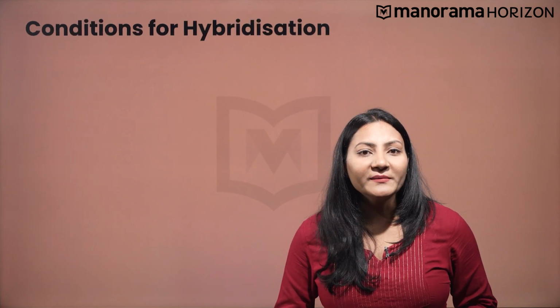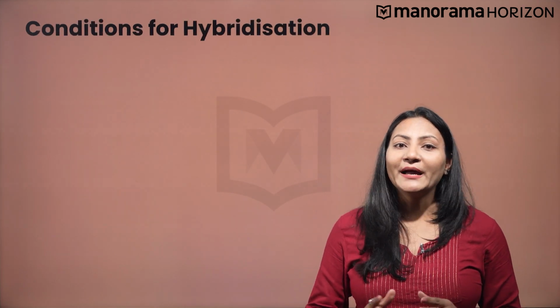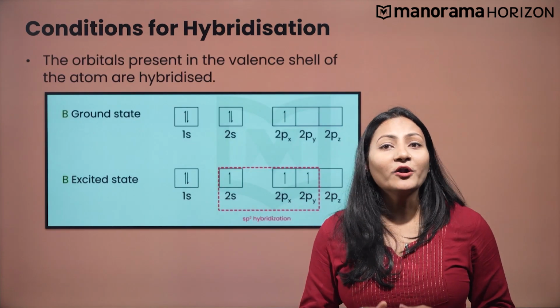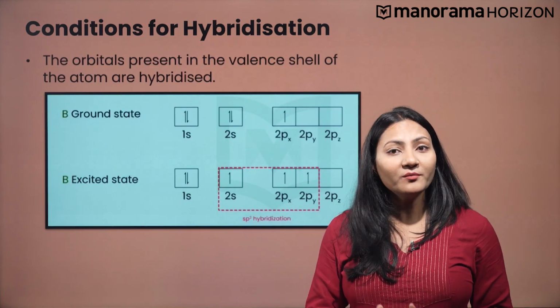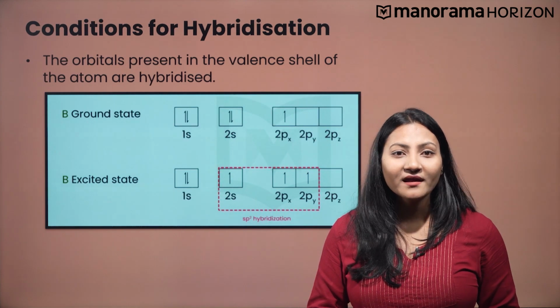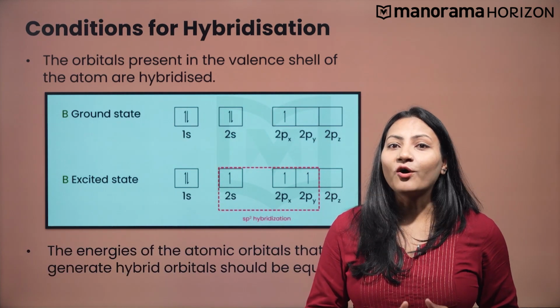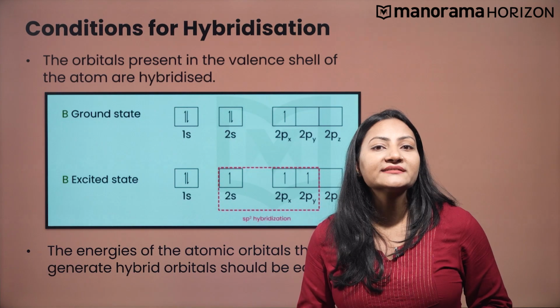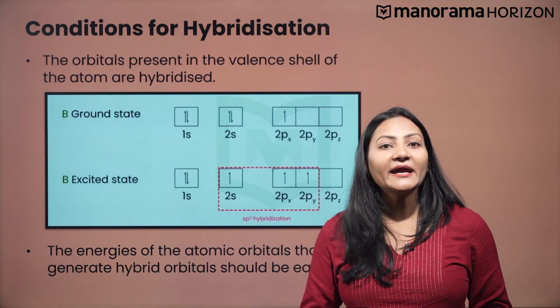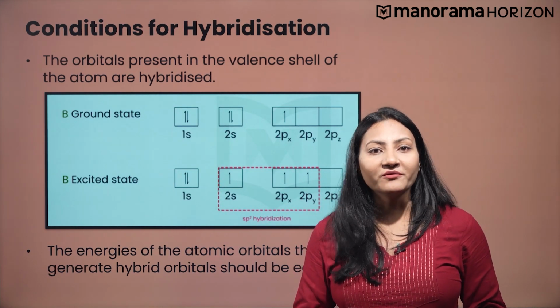Now, let's be familiar with the conditions for hybridization. First, the orbitals in the atom's outermost shell are hybridized. Second, the energies of the atomic orbitals that combine to generate hybrid orbitals should be equivalent.